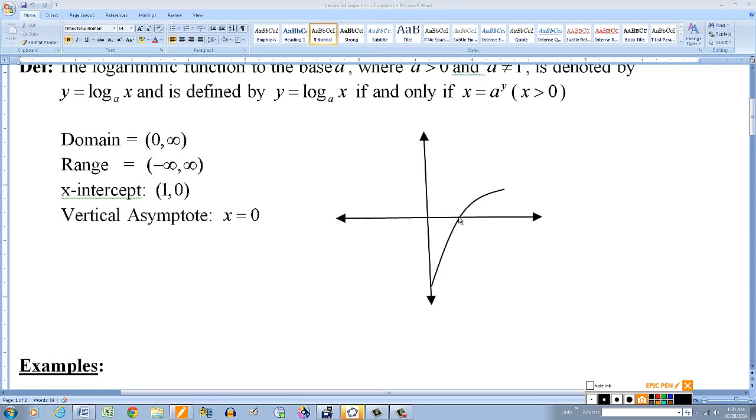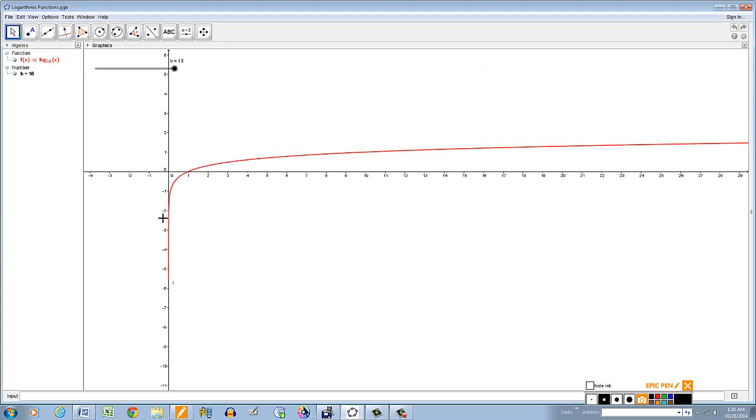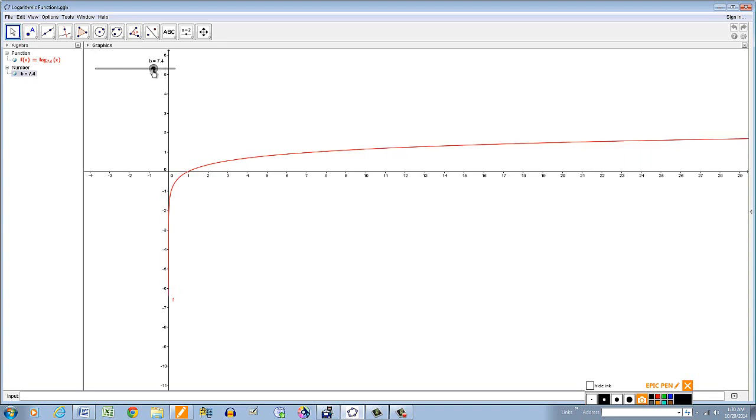Domain is, again, all positive numbers. The range is negative infinity to infinity. And just so you get a better idea as to what the graph looks like, this right here is the graph of y equals log of x to base 10. Now notice what happens to the graph if I change the base. I'm going to decrease the base. There's base 9, 8, there's 7, 6. Notice what the graph is doing as the base decreases.